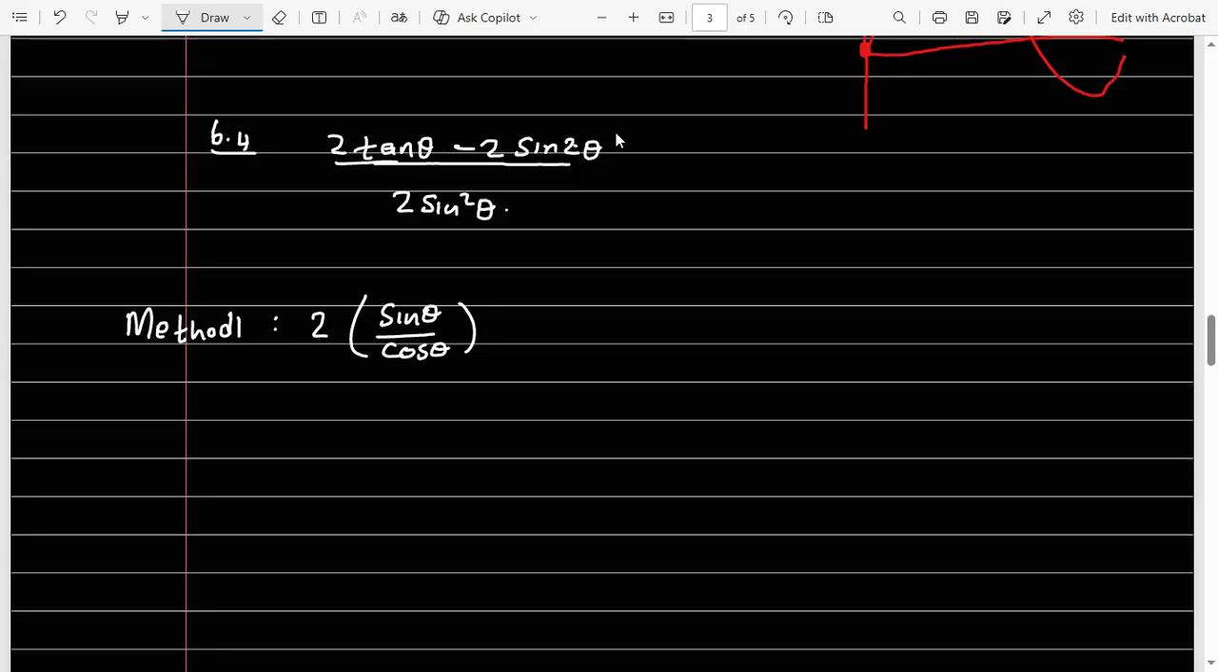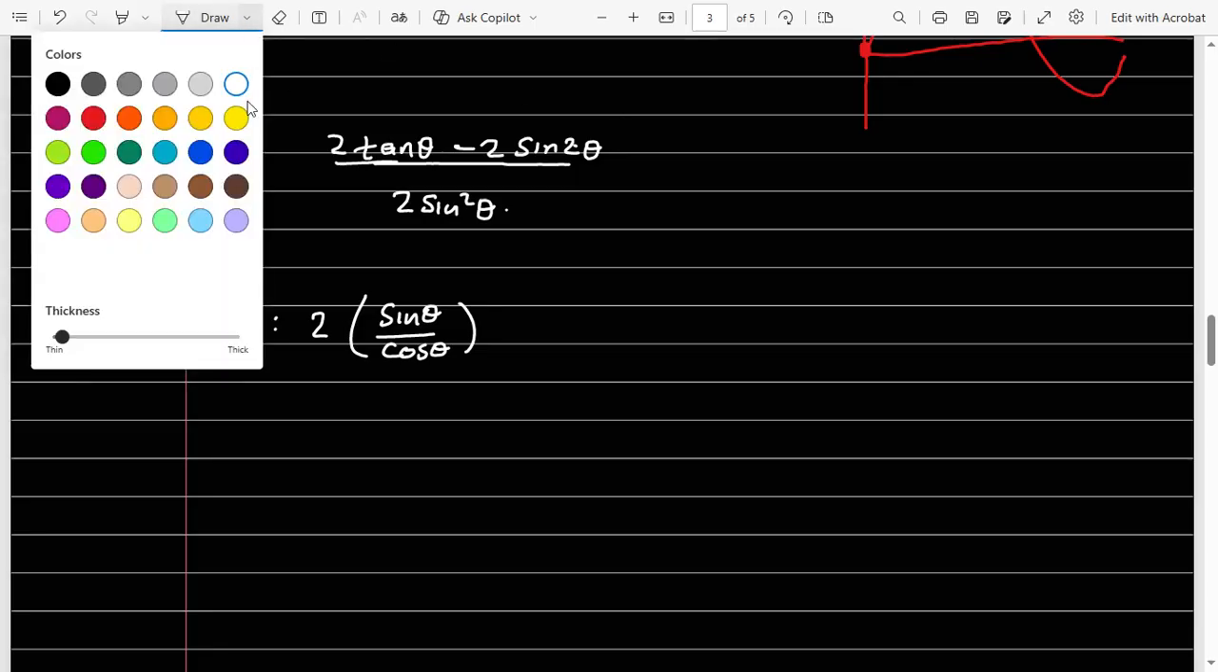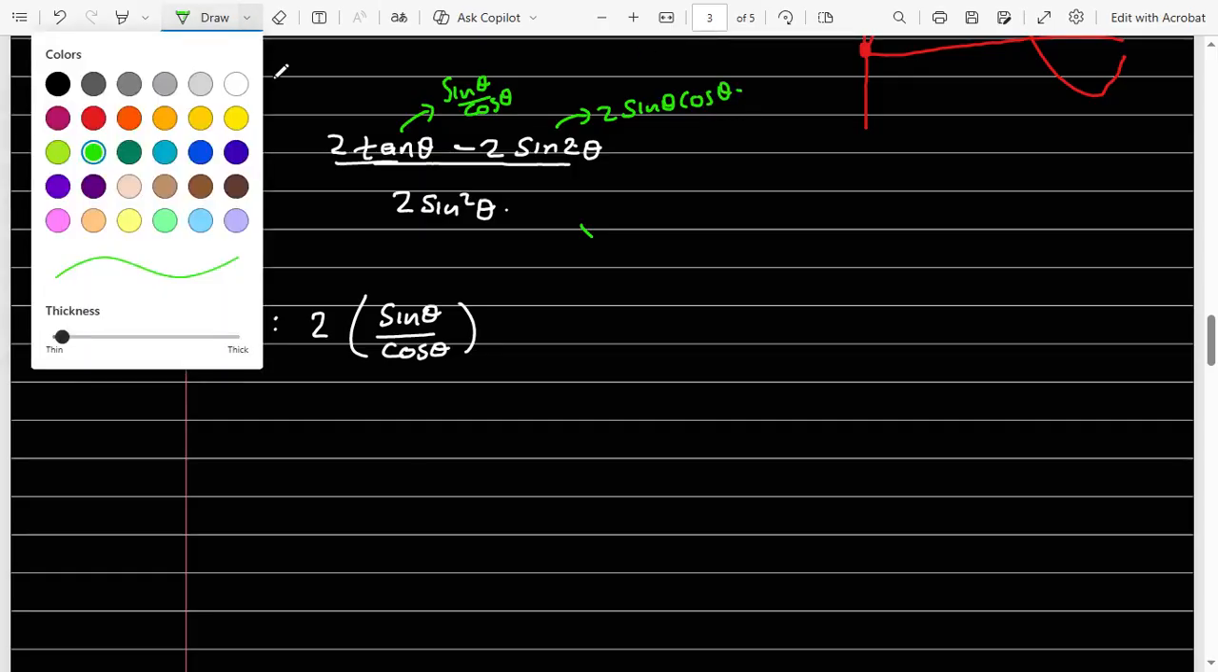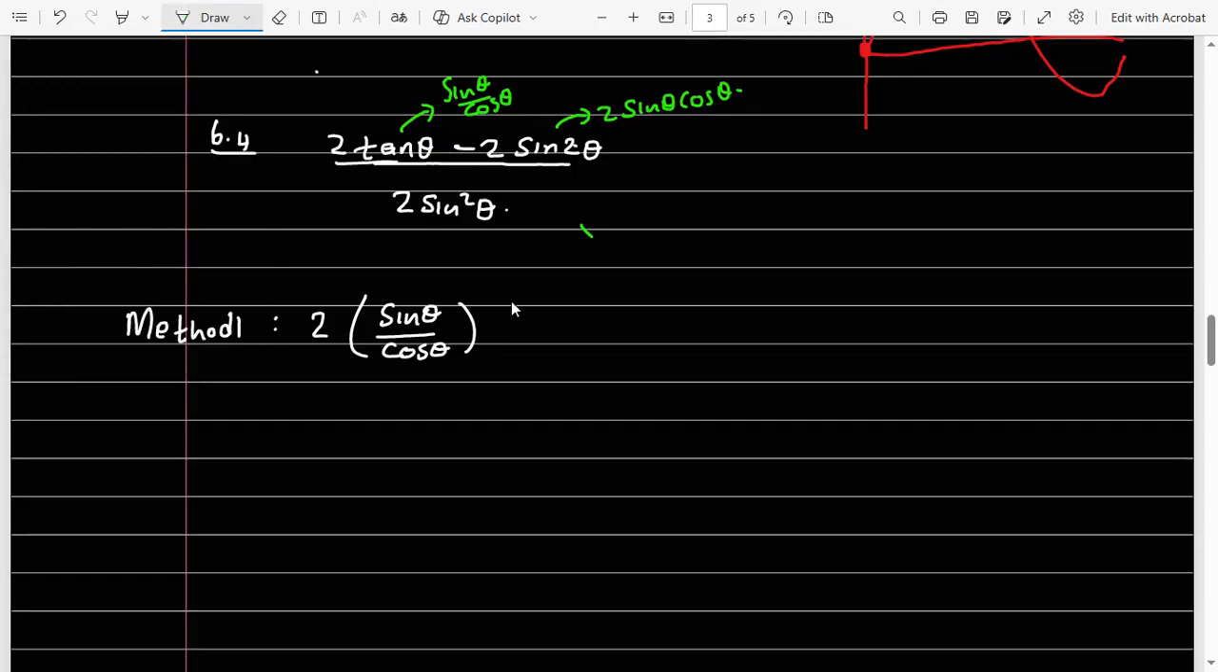And this is an identity. Remember, on this one, where I see the tan of theta, I substitute sine theta over cos theta. Where I see the sine 2 theta, that's 2 sine theta cos theta. So let's quickly substitute that other part. So this will be minus 2 sine theta cos theta, then everything is divided by 2 sine squared theta.